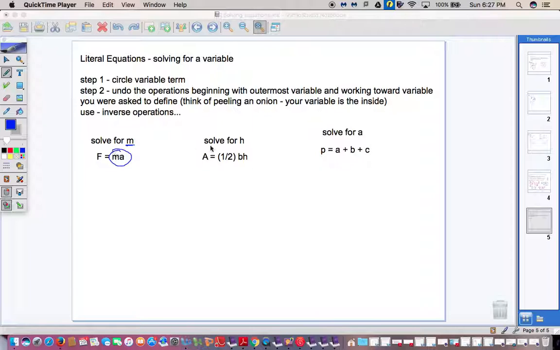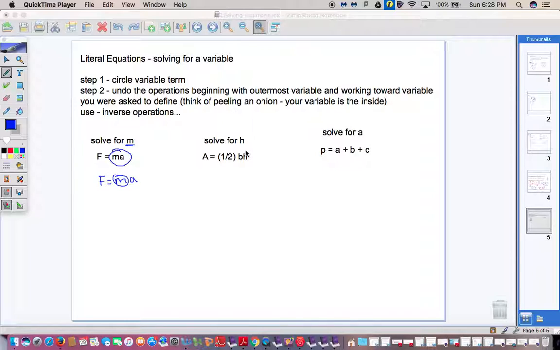I only have ma. Okay, so my next step would be to undo the operations, beginning with the outermost variable and working toward the variable you were asked to define. I'm asked to define what m is. Right now I'm saying force is equal to mass times acceleration. When we have two variables next to each other, that indicates multiplication.